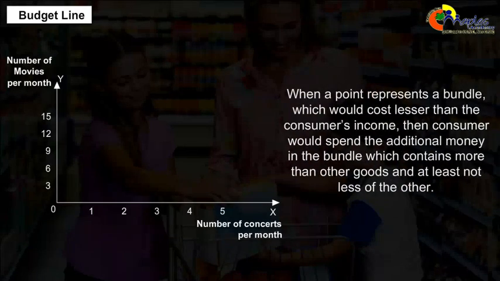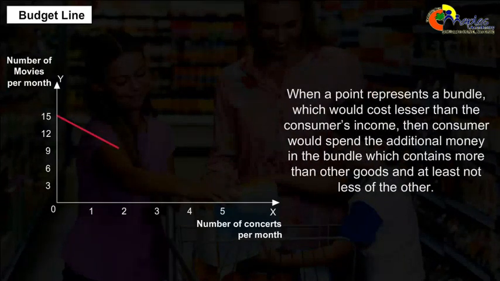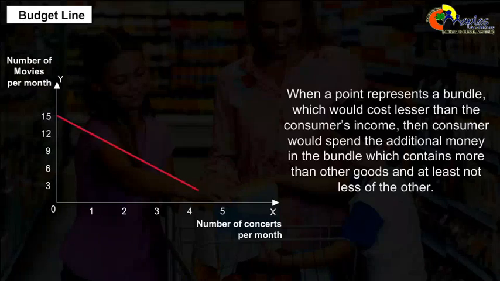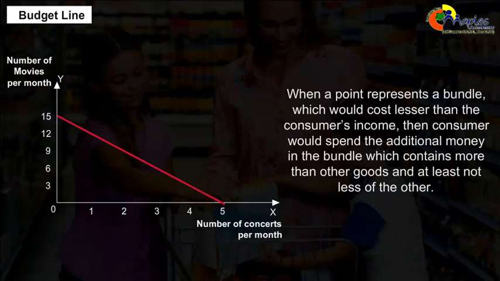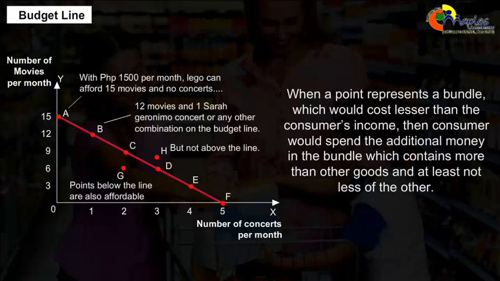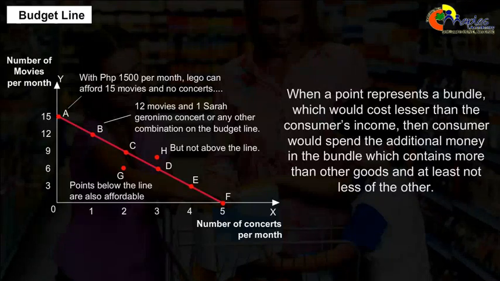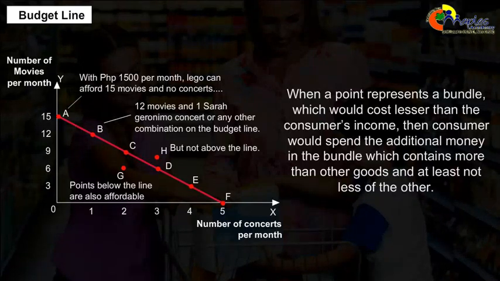When a point represents a bundle which would cost less than the consumer's income, the consumer would spend the additional money on a bundle which contains more of one good and at least no less of the other.